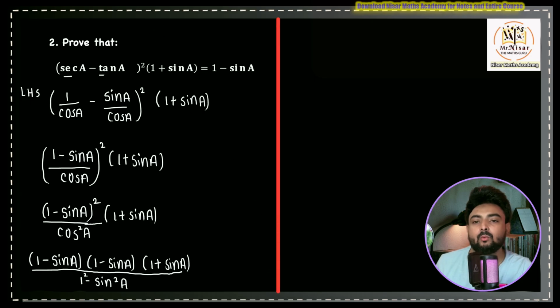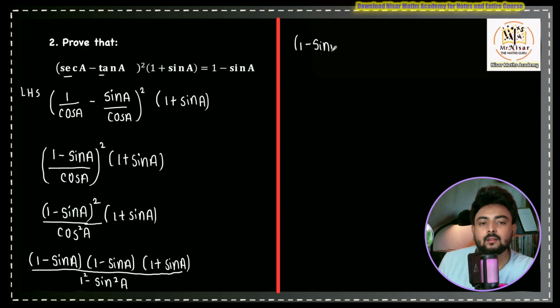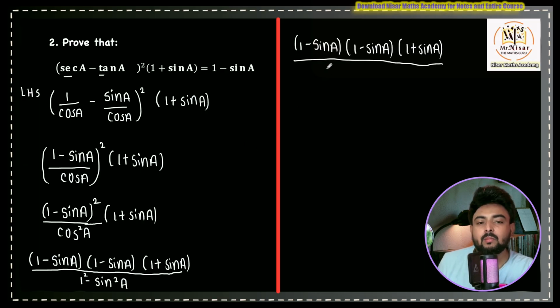Yeah, then we'll move ahead. Here it will be 1 minus sine A into 1 minus sine A, and it is 1 plus sine A. And in the denominator we have a square minus b square, which is going to become a minus b and a plus b.